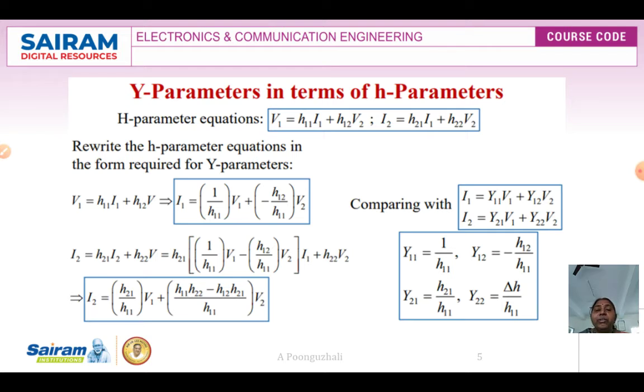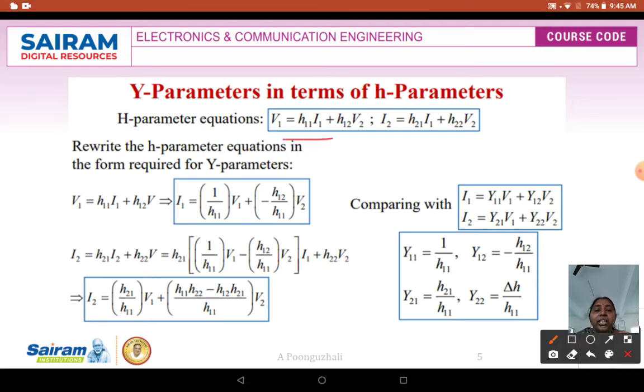For Y parameters, we want I1 and I2 in terms of V1 and V2. So the I2 equation is there. Now I should take the I1 equation, which I can get from the first equation, V1 is equal to H11 into I1 plus H12 into V2. So I1 is equal to 1 by H11 into V1 minus H12 by H11 into V2. Here this V2 was missing, so this V2 should be there.